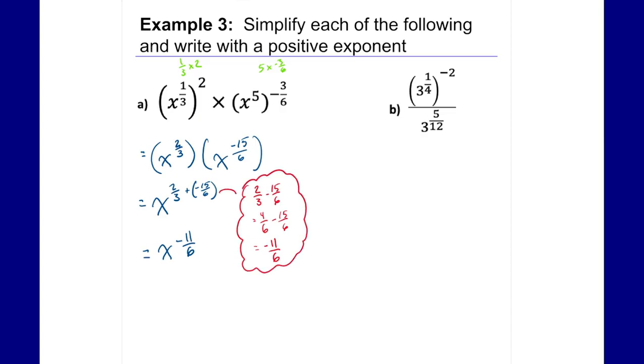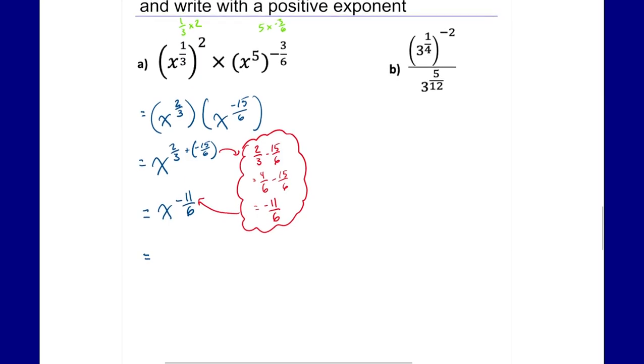This is just off to the side. But we want it as a positive exponent, so that means we have to flip our base, and it becomes 1 over x to the power of 11 over 6. Again, we're flipping the base, we're not flipping the exponent. The only thing we're doing with the exponent is changing the sign. We're also not changing anything with the base, so it's staying as x.